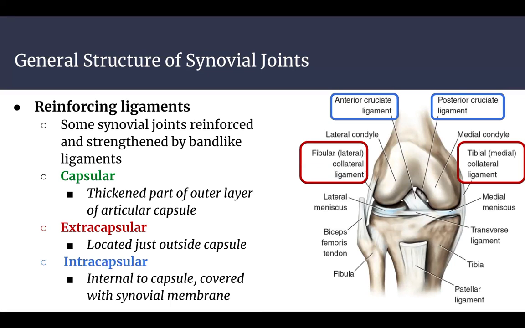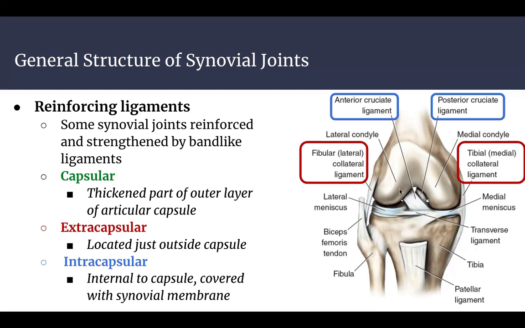Now, there is a third class of reinforcing ligaments, which I mentioned a little earlier on when I was talking about where synovial membrane can be found. These are the intracapsular ligaments. These are ligaments that are running actually inside the capsule. In this case, again, we're looking at the knee joint because that's the one that we specifically focus on in this course.